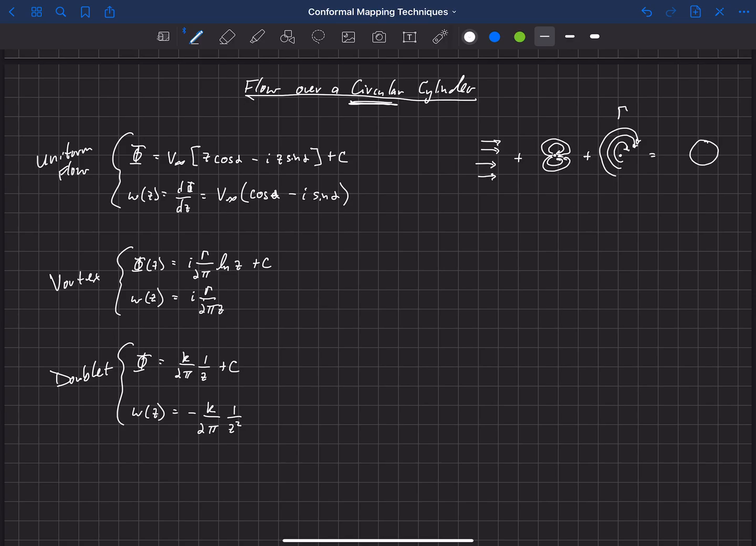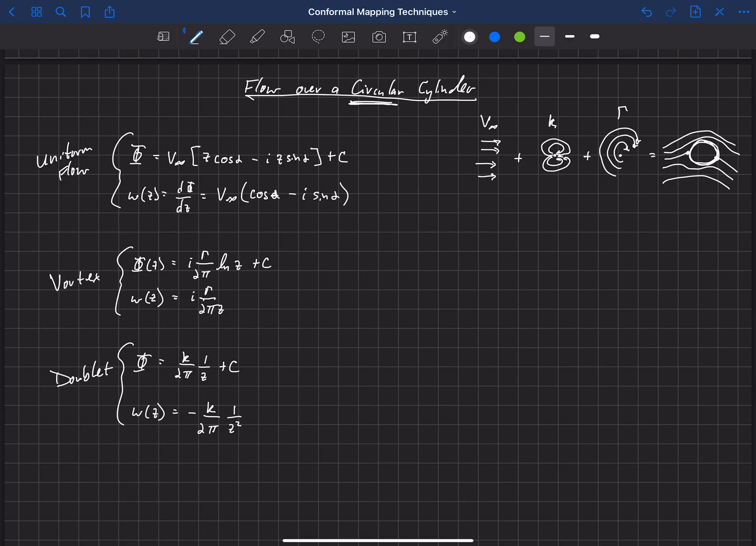Now we can set gamma, which is the strength of that vortex, to 0 and get just flow over a cylinder without circulation. Kappa is the strength of that doublet, and V infinity is the strength of the free stream velocity. And so when we add all those together, we'll get some flow that goes over the cylinder like this, and we'll find that the radius of the cylinder is actually a streamline, and that we can find a stagnation point on the leading edge and the trailing edge.